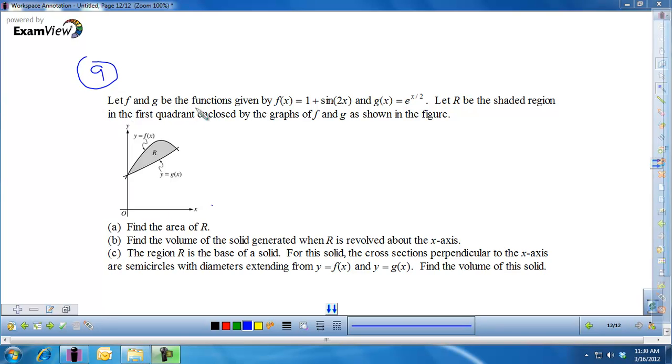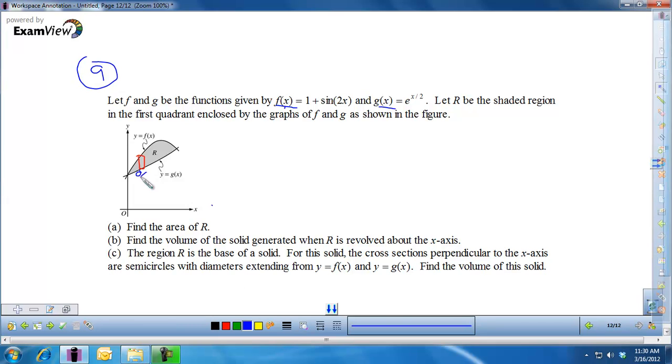Okay, number 9 says let f and g be the functions given by f of x and g of x, and let R be the shaded region in the first quadrant. First problem says find the area of R. So to find the area, I need to draw a rectangle and find the area of the rectangle.